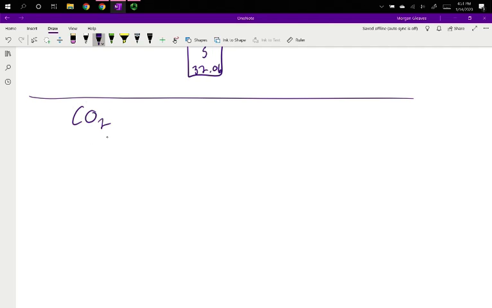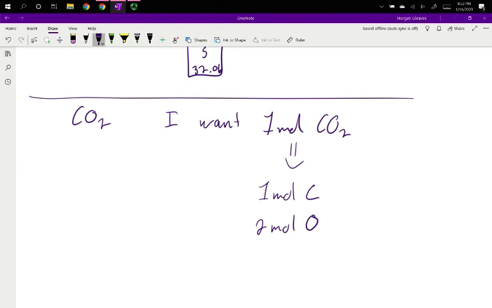So what we generally do is we use the mole. We say, I want 1 mole of CO2. Well, there's a bunch of different CO2s, but each of them comes with 1 carbon. So that means I have 1 mole of carbon total, but each of them comes with 2 oxygens. So if I have 1 molecule, I get 2 oxygens. If I have 10 molecules, I get 20 oxygens. And if I have a mole of molecules, I get 2 moles of oxygen.